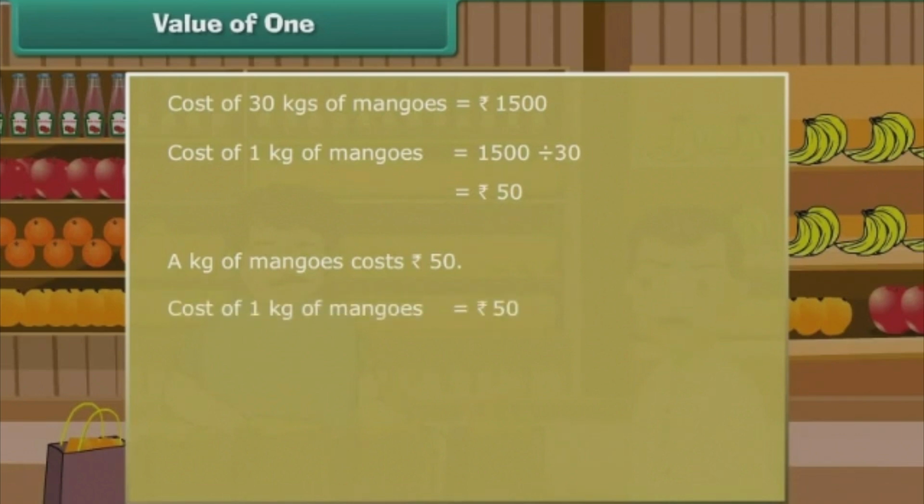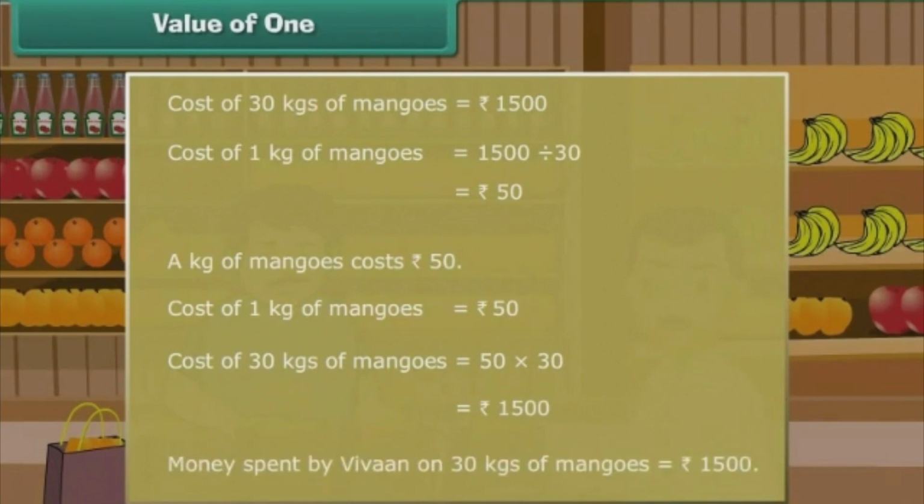Cost of 1 kg of mangoes is equal to 50 rupees. Cost of 30 kgs of mangoes is equal to 50 into 30, which is equal to 1500 rupees. As per the question, Vivan spends 1500 rupees on 30 kgs of mangoes. So, we verified that our division operation is correct.